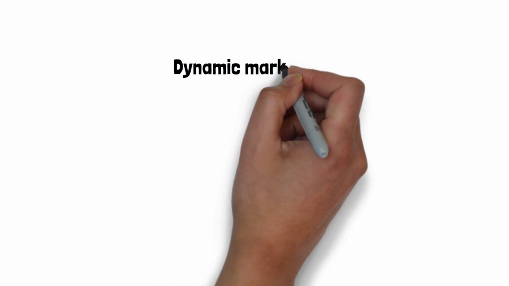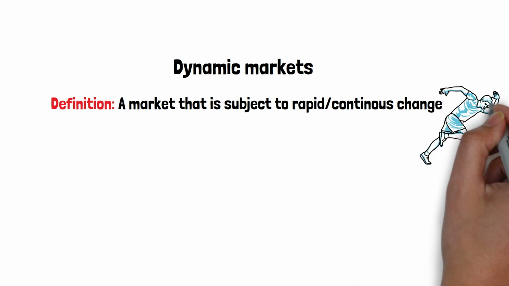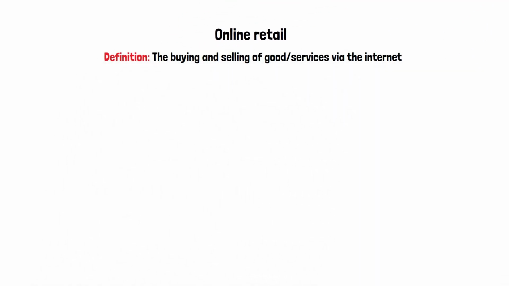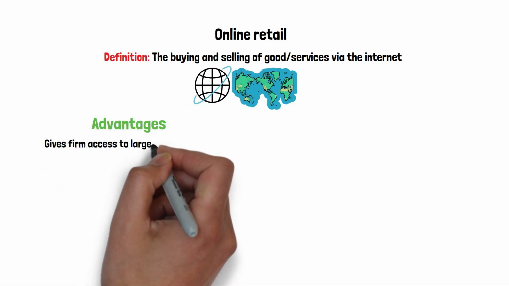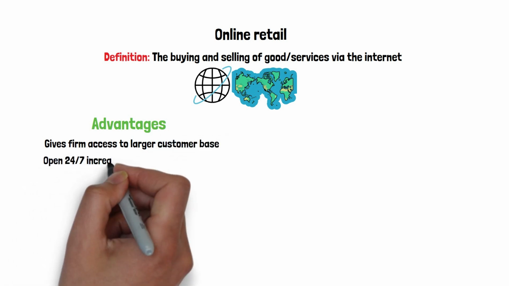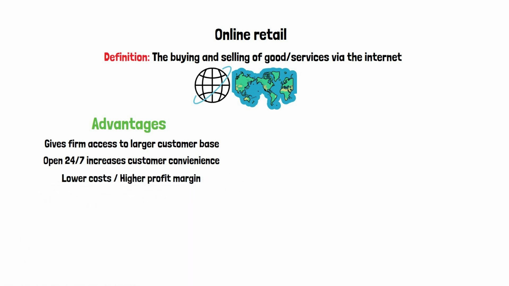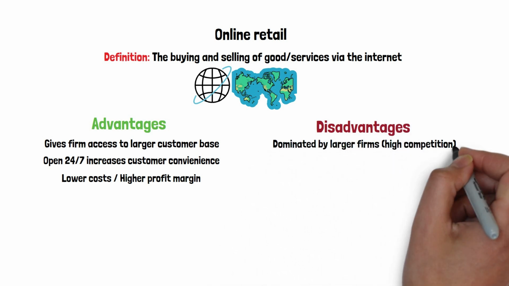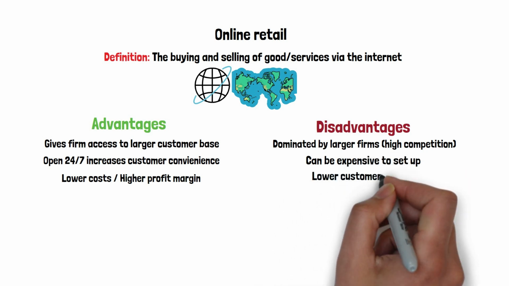So what are dynamic markets? Dynamic markets can be defined as a market that is subject to rapid and continuous change. Dynamic markets tie in with online retailing, which is the buying and selling of goods and services via the internet. Advantages of online retailing are access to a larger customer base for firms, 24/7 accessibility, which increases customer convenience, as well as lower costs, resulting in a higher profit margin for firms. However, there are some drawbacks as well. For example, they are dominated by larger firms, which means they are highly competitive, as well as the fact websites can be quite expensive to set up, and lower customer service levels are common.